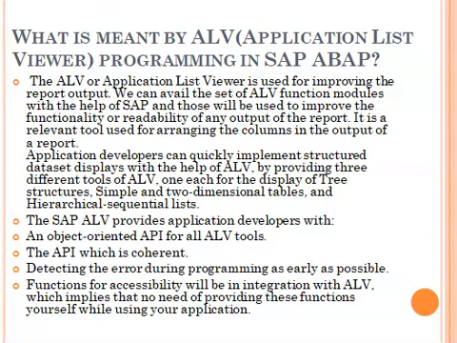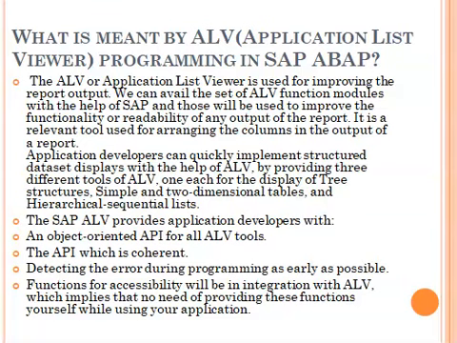It is a relevant tool used for arranging the columns in the output of a report. An application developer can quickly implement structured dataset display with the help of ALV, which provides three different tools, one each for the display of three structures: simple and two-dimensional tables, and hierarchical lists.